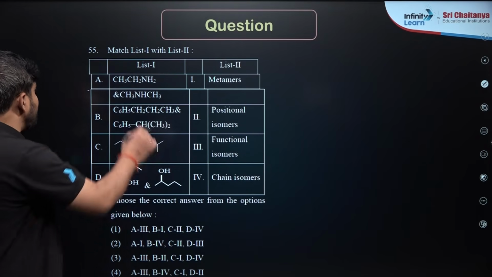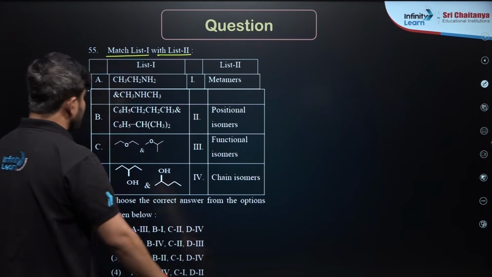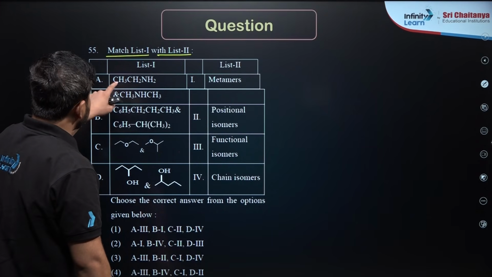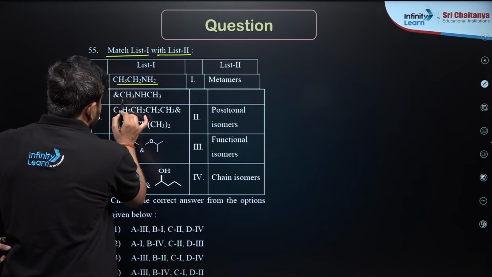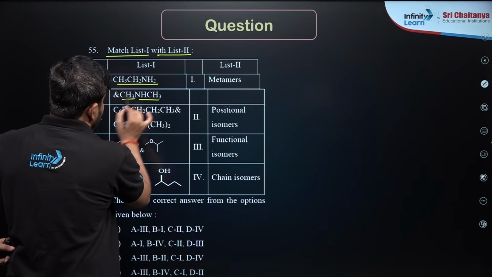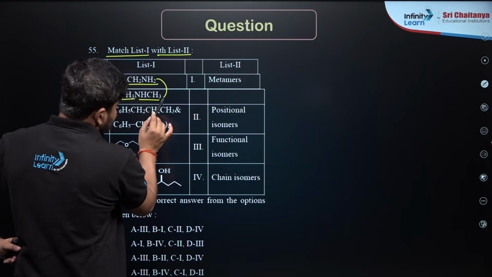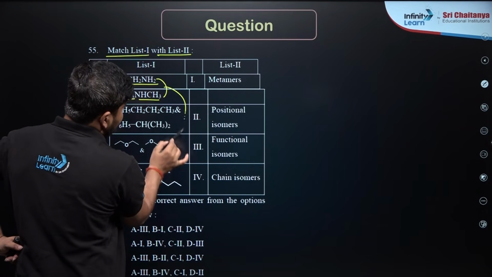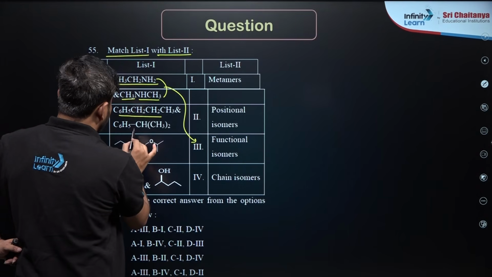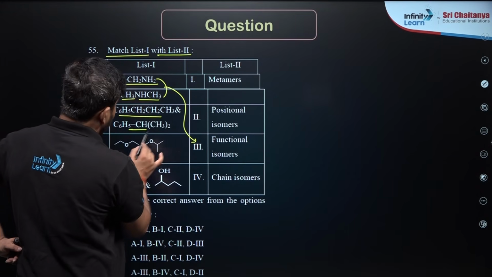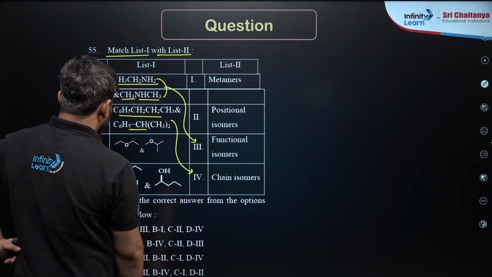See this one here, match list first with list second, we just have to match here. So in the first one, what is given? Here CH3CH2NH2 is given, and this is CH3NHCH3. Both are functional isomers, because the functional group is going to change. So A is going to match with the third one. And here both are chain isomers. So B is going to match with the fourth one.